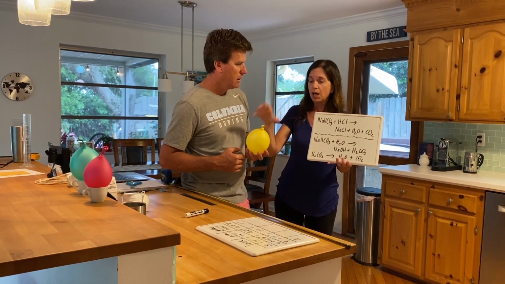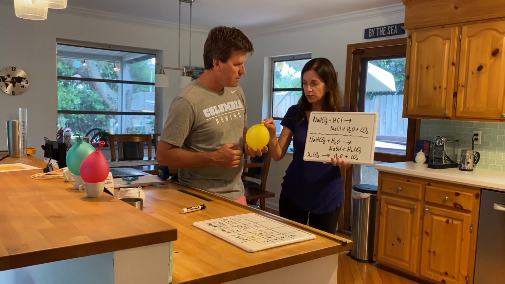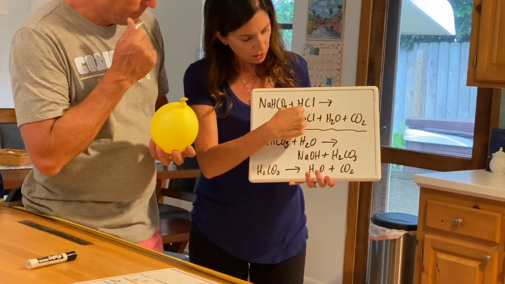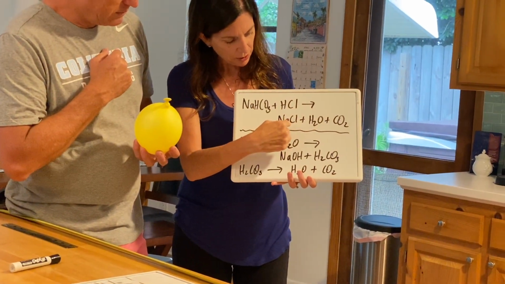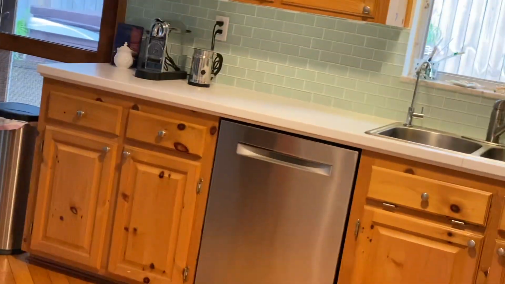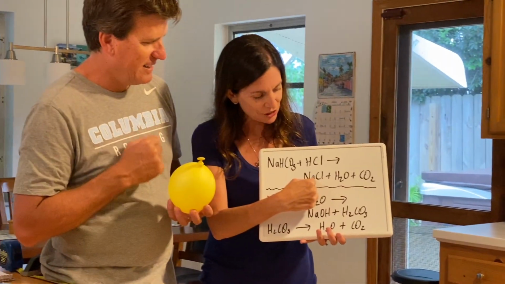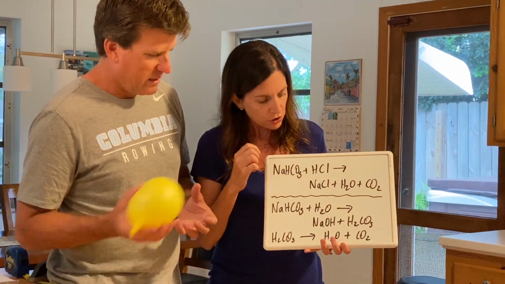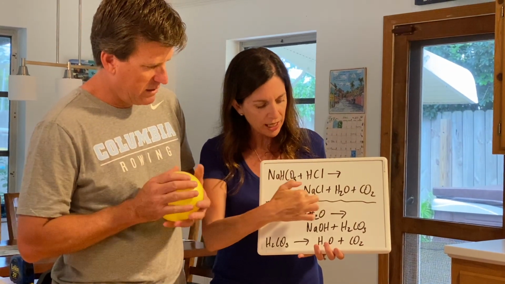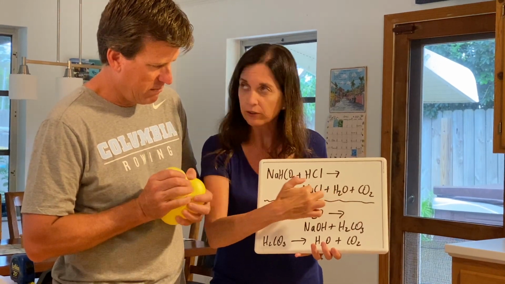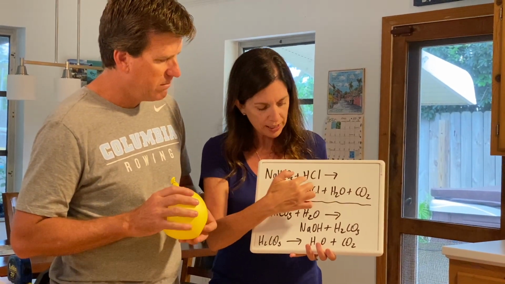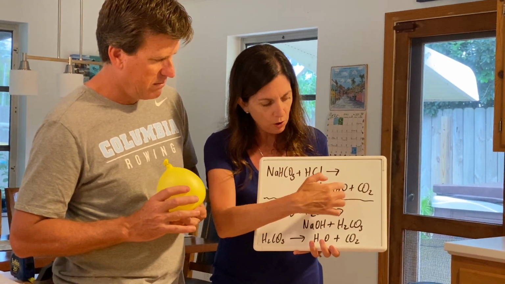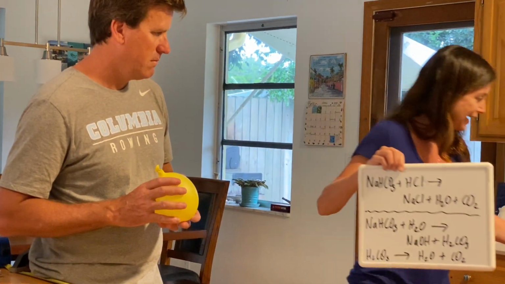So the reaction in your stomach is this one. Sodium bicarbonate plus hydrochloric acid makes salt plus water plus carbon dioxide gas. So when you have this reaction in your stomach, you're making salt water in your stomach. You're neutralizing the acid, that's what's giving you indigestion, and you're producing salt water plus carbon dioxide gas.